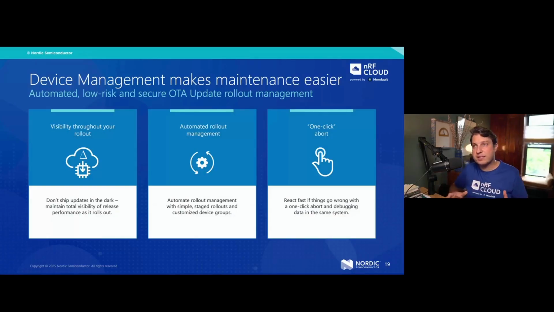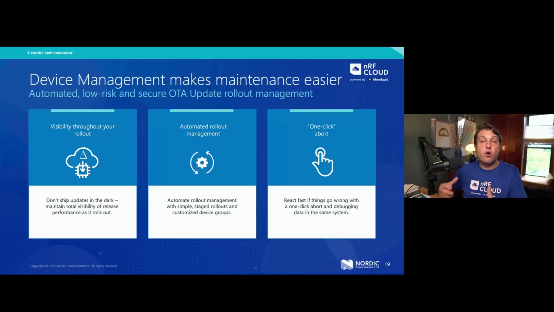So that's observability. Let's talk about device management. Device management makes maintaining your device much easier. We do this in 3 ways. First, we pair OTA updates with observability. So when you ship an update, you have total visibility on how it works, and you understand its performance so that you can pause the rollout or even revert it in the event that a problem occurs.